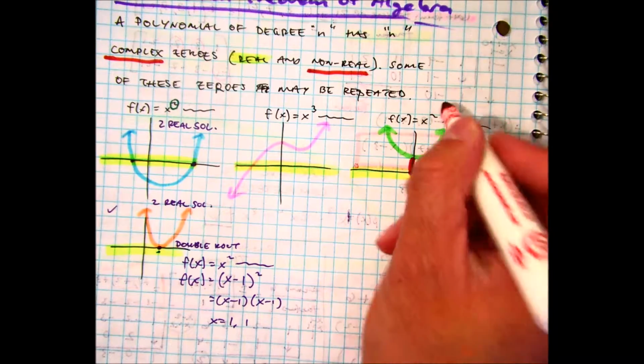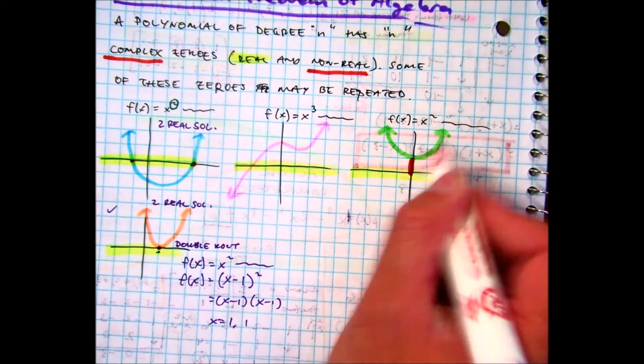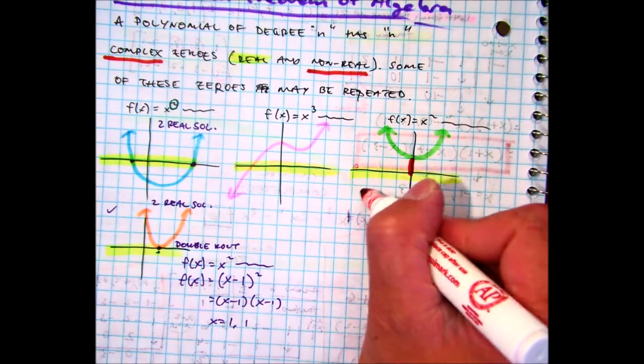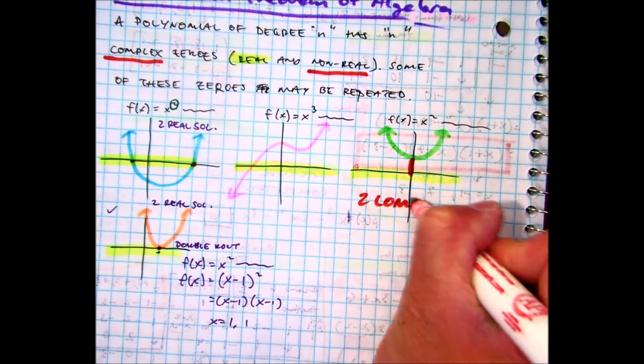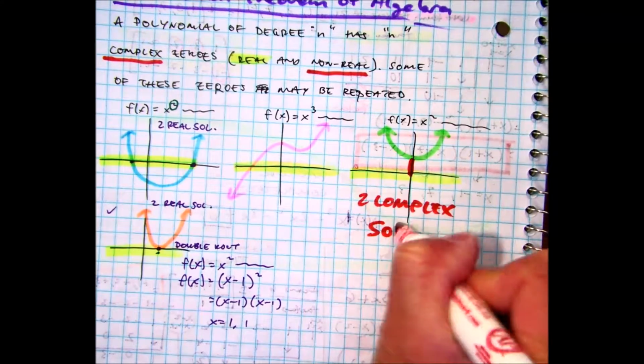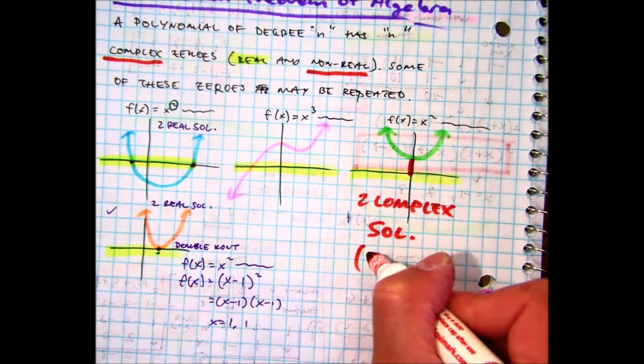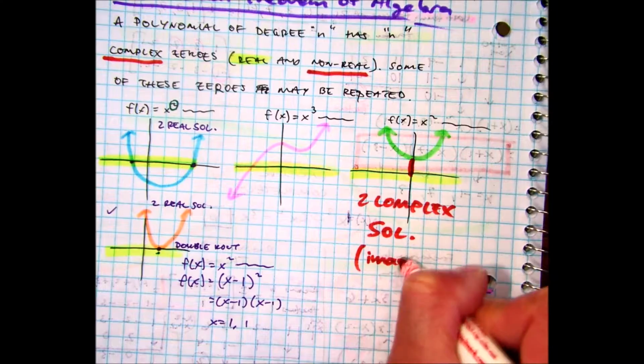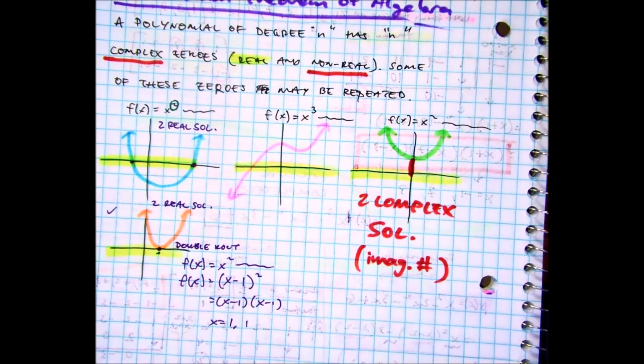Okay, so I have 2 zeros, but they're not crossing, right? So we call this 2 complex solutions. It's gonna have an imaginary number. It's gonna have i in it. Does that make sense?